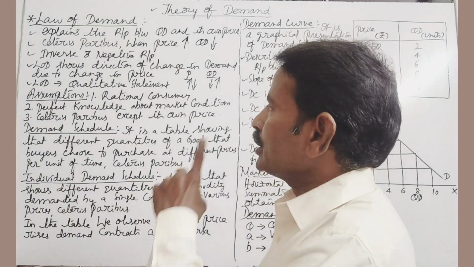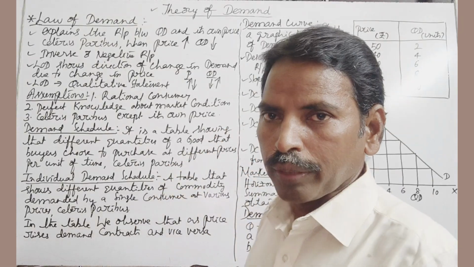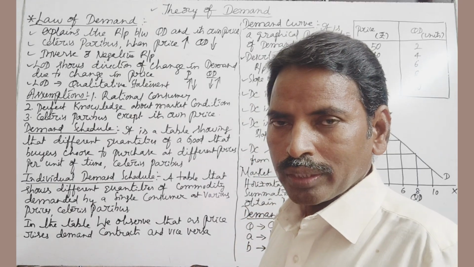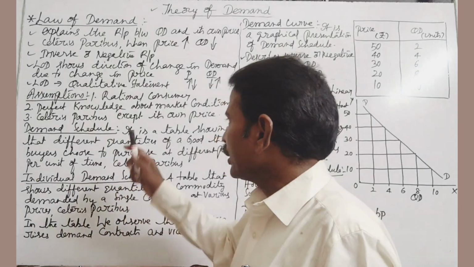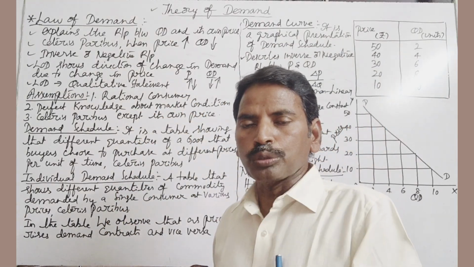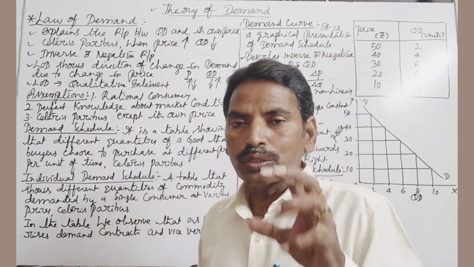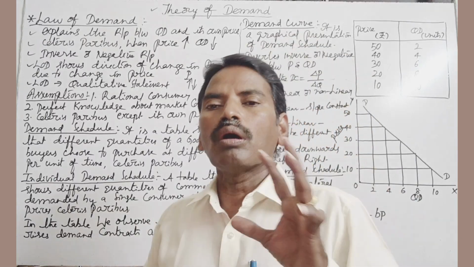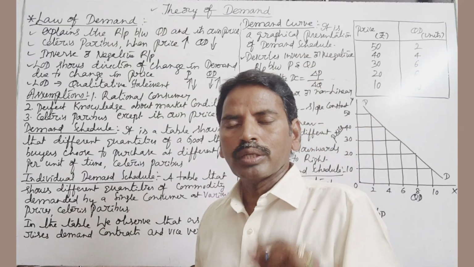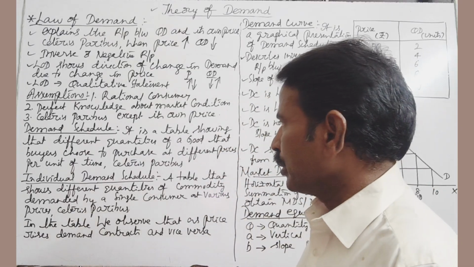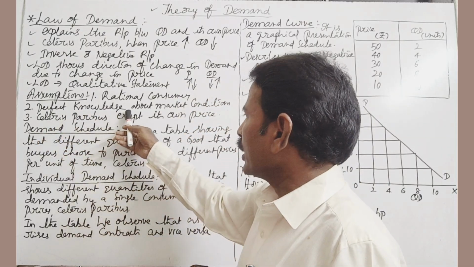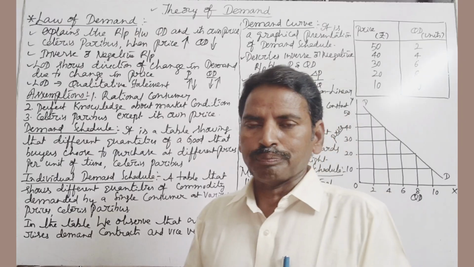Next, this is the introduction to the law of demand. Law of demand mainly depends upon some assumptions. The assumptions are, one is rational consumer. Consumer is assumed to be rational. Rational consumer is a consumer who always seeks maximum satisfaction with his limited income. He is called rational consumer. Second one, consumers are assumed to have perfect knowledge about market conditions.